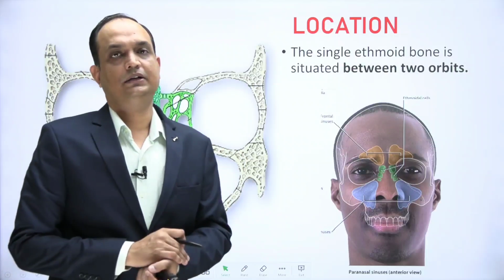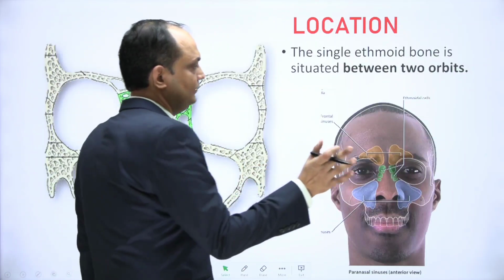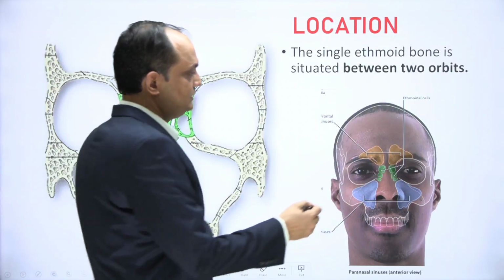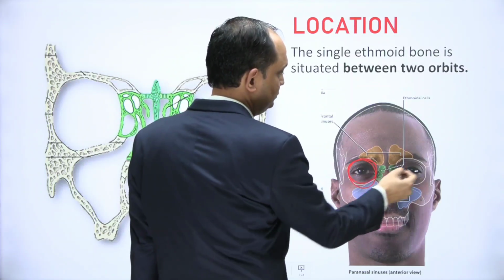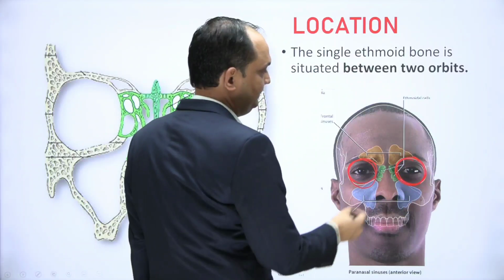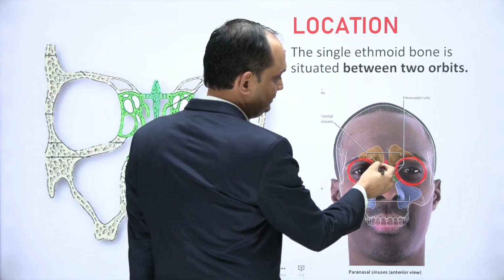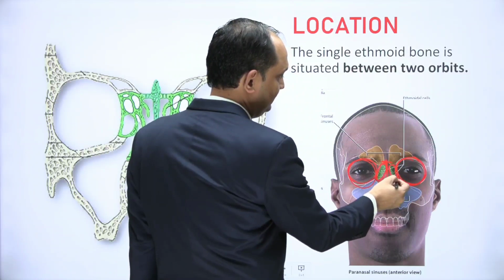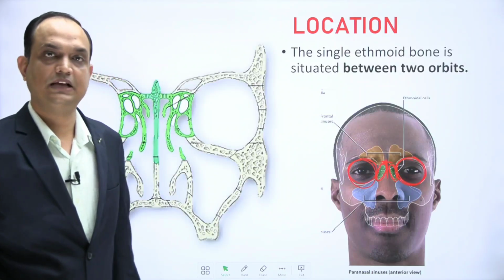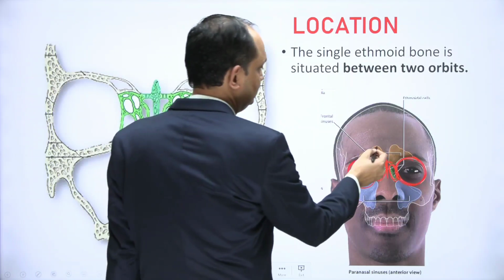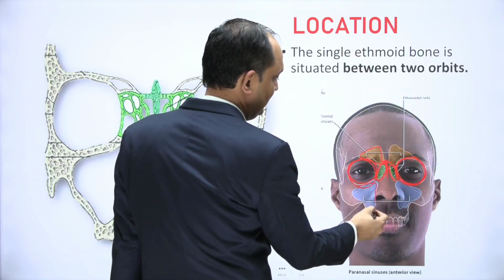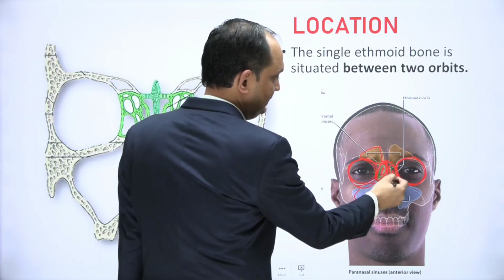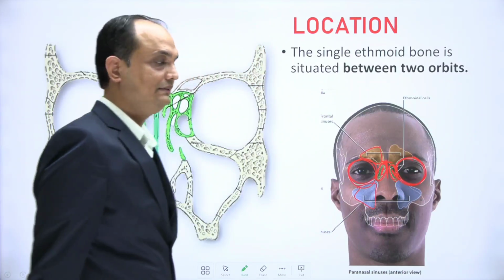Now where will you find this bone? In the norma frontalis, when you are seeing the face, you will find this bone present between the two orbits. Just medial to the orbit, you have the ethmoidal air sinuses. Above that, you have the frontal air sinus, and below, the maxillary air sinus. So the area of the ethmoidal air sinus medial to the orbits is the placement of your ethmoid bone.